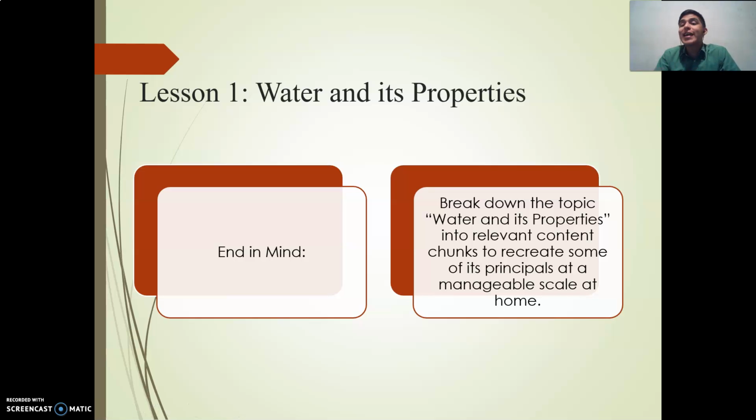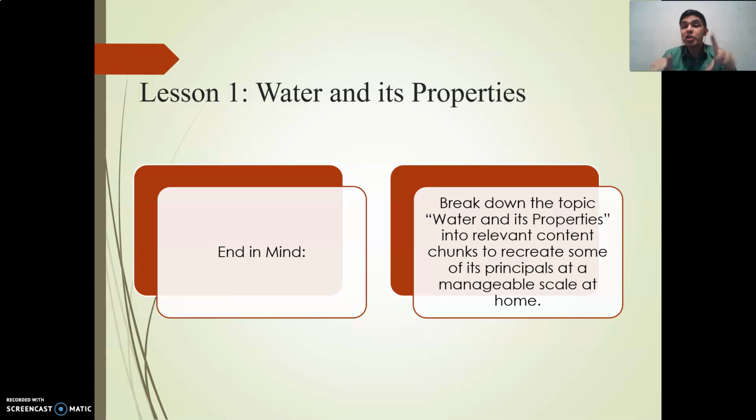And here you have the topic and end in mind for today. Today's topic is lesson number 1, water and its properties. And the end in mind that we have is the following one: break down the topic, water and its properties, into relevant content chunks to recreate some of its principles at a manageable scale at home.